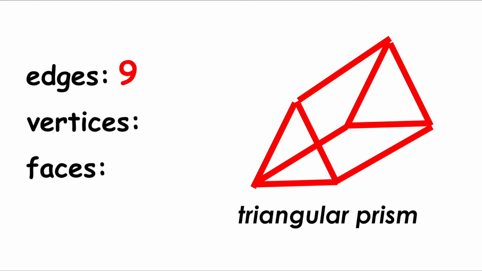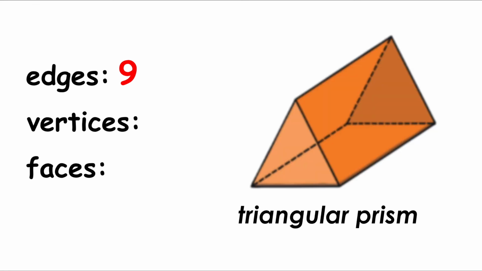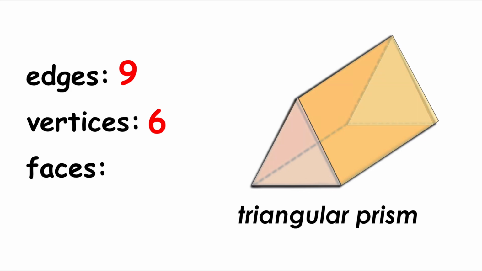Let's go on to counting the vertices. So the vertices, remember, are the points. We have 1, 2, 3, and don't forget the back, 4, 5, 6. So there are 6 vertices. Finally, we have the faces. So let's count. We have 1, 2, 3, 4 in the back, and let's not forget under, 5. There are 5 faces in the triangular prism.